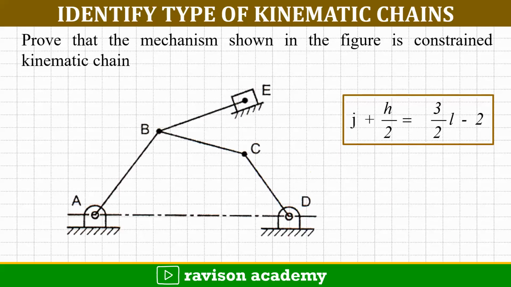This is another kind of problem. We want to prove that the given mechanism shown in the figure is a constrained kinematic chain. So looking into this problem, whenever you want to prove the mechanism as a constrained kinematic chain, we should show that the left hand side is equal to RHS and see the number of links. In this problem, the number of links is greater than 4. So only one equation should be satisfied, that is J plus H by 2 equals 3 by 2 L minus 2. So you want to find the number of joints, number of higher pairs and number of links.